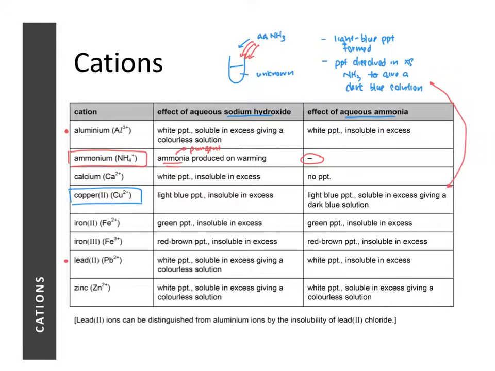We can actually add sodium chloride to the solution, and what happens is that lead ions will give a white precipitate, and the white precipitate is actually your lead 2 chloride, whereas aluminium will not give any precipitate. Okay, we can also use potassium iodide, which will give a yellow precipitate with lead but no precipitate with aluminium.